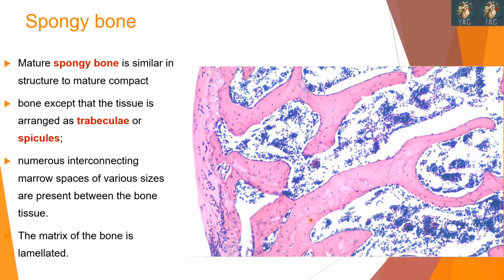In this also the bone is arranged in the form of osteons. Numerous interconnecting narrow spaces of various sizes are present between bone tissue, and the matrix of the bone is also lamellated. Just like compact bone, this is also lamellated bone. It contains the osteons as well.